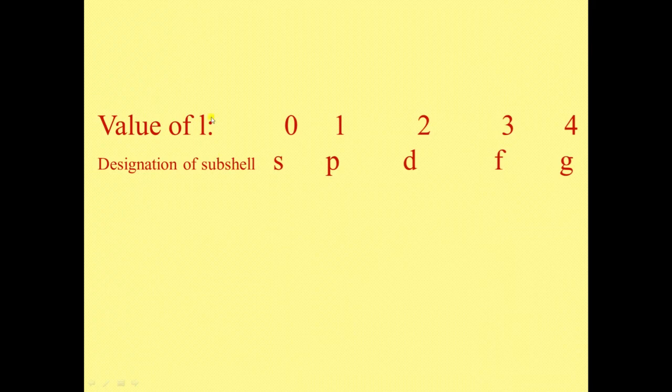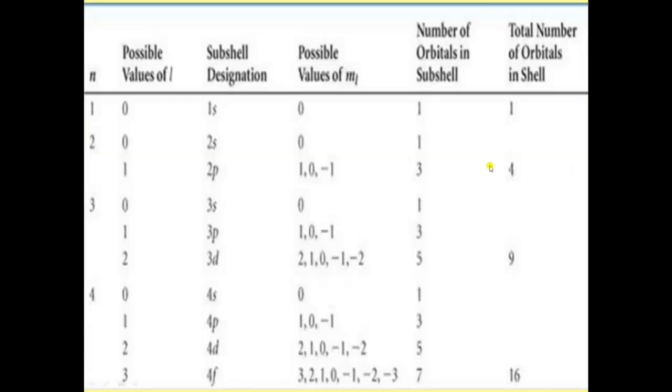For 0, the designation of subshell is s, small s. For 1, the designation of subshell is p. For 2, it is d. For 3, it is f. And for 4, it is g. So that means only one subshell is present, so we will name it 1s. Here 1 is the shell and s is the subshell. Now the possible values of ml. The formula is minus l to plus l. So here minus 0 to plus 0, that means it is 0. Only one orbital is present. So here the total number of orbitals in the shell is equal to 1.